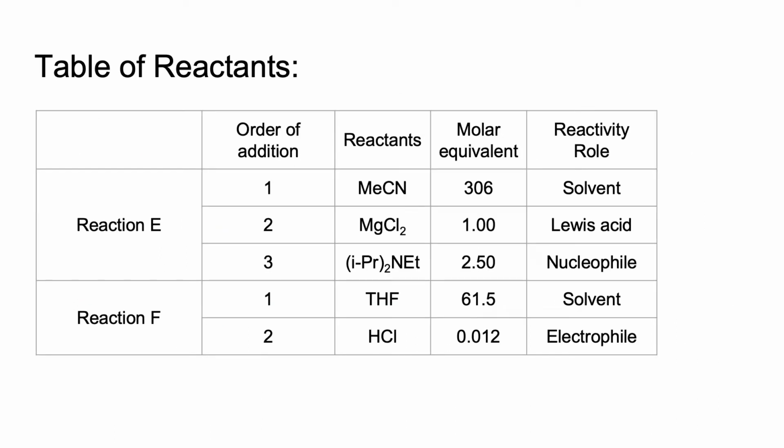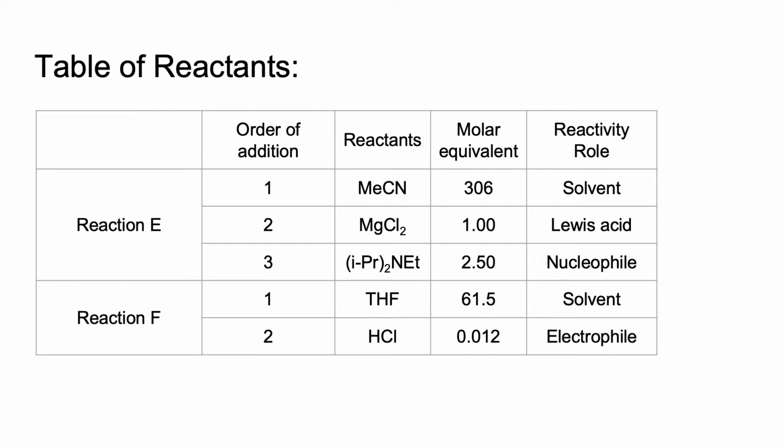On this slide, I'm going to talk about the reactants of both reaction E and F, starting with acetonitrile in reaction E. It acts as a solvent. They first put 16 milliliters of acetonitrile into the mixture of 22B and 21. Then they added 360 milligrams of magnesium chloride at room temperature, and it acts as a Lewis acid.